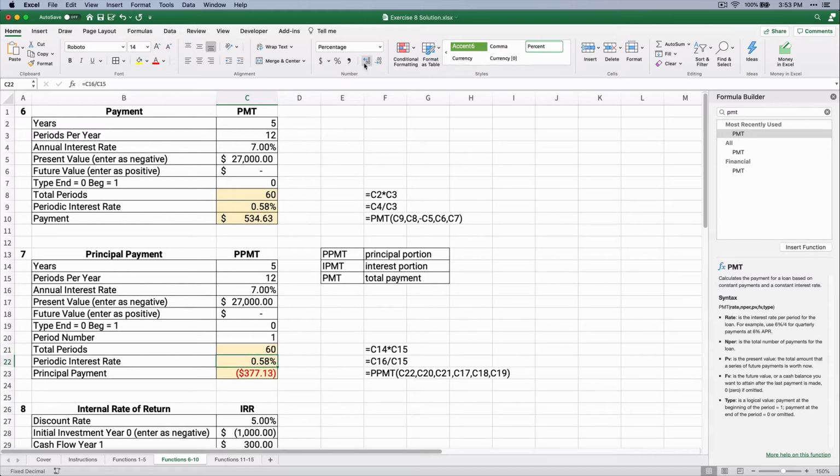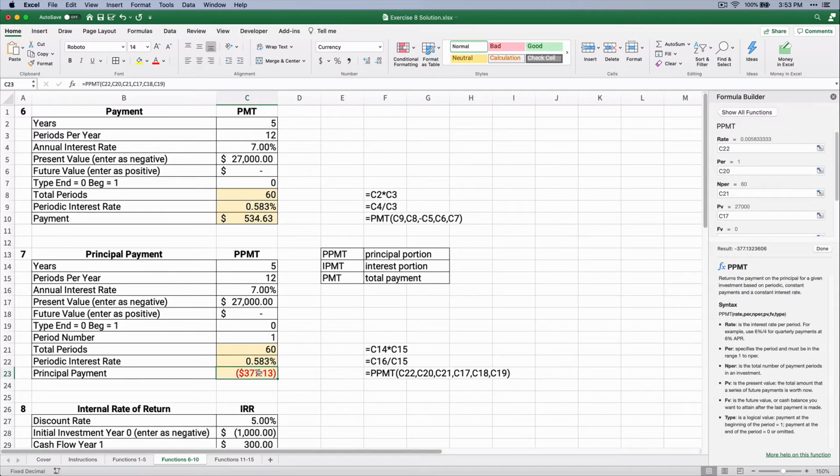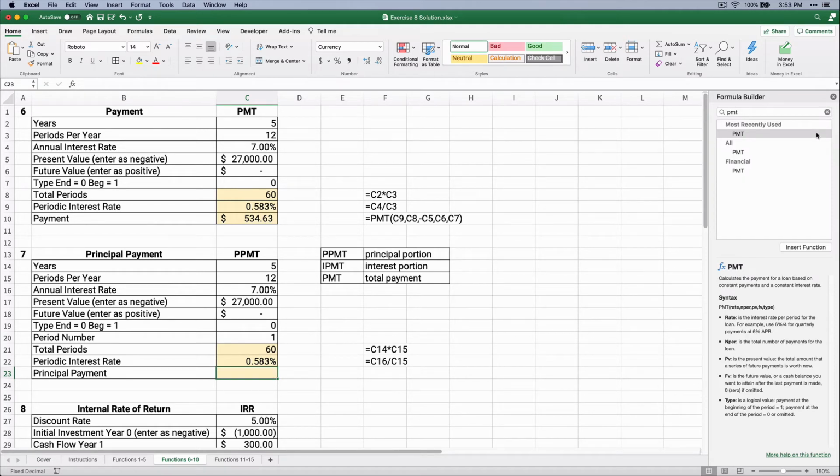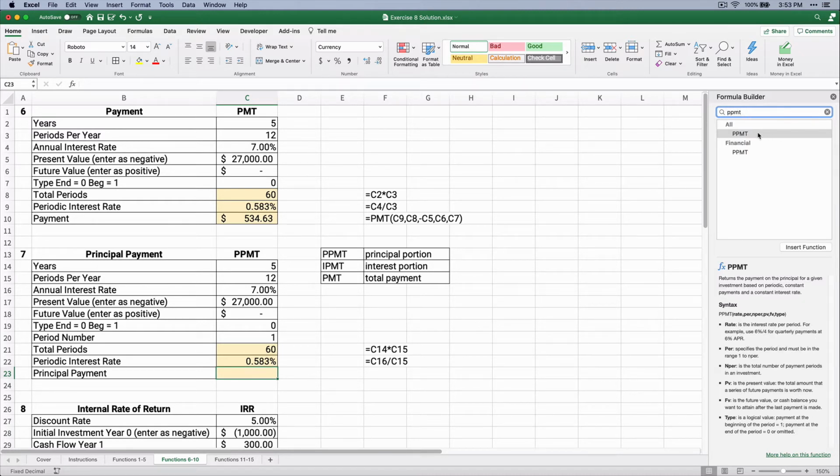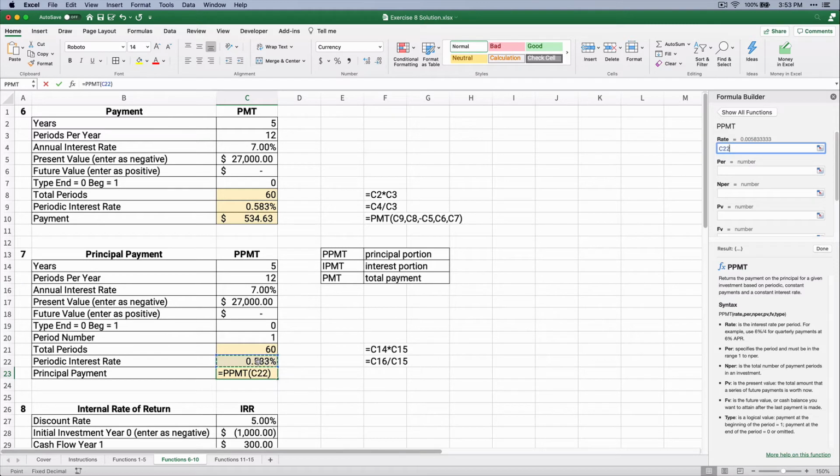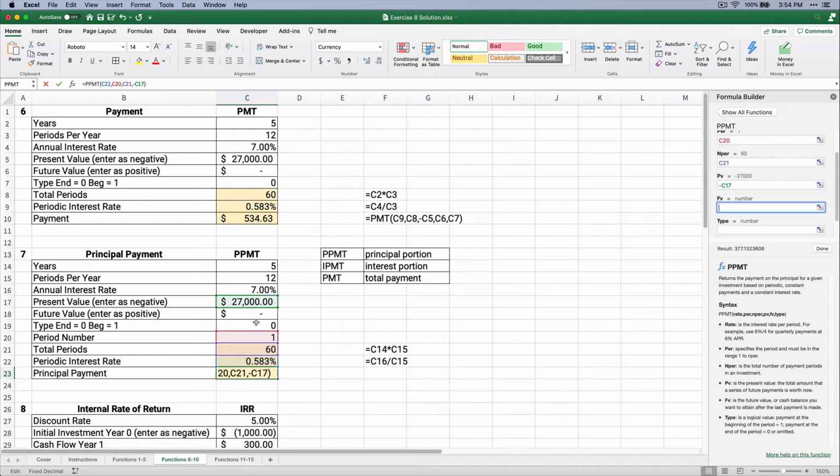All right, so we have the same kind of numbers going on, and let me show you how this works with our principal payment. So we're going to search for PPMT, principal payment. The rate is going to be the periodic rate. The period number is going to be period 1. The number of periods total is going to be 60. The present value, we need to enter it as a negative $27,000. The future value is going to be a 0 because we're trying to pay this thing off. And the payments happen at the end of the period, also another 0.